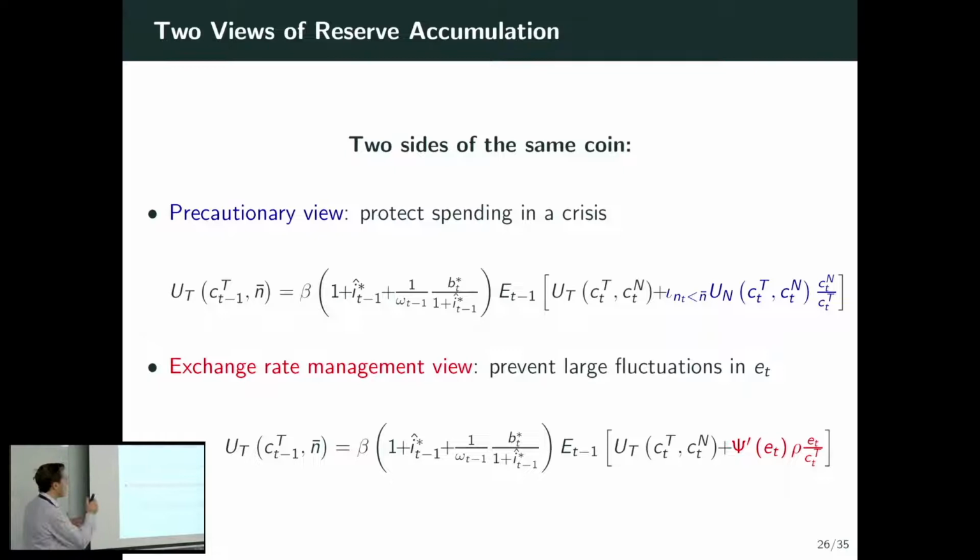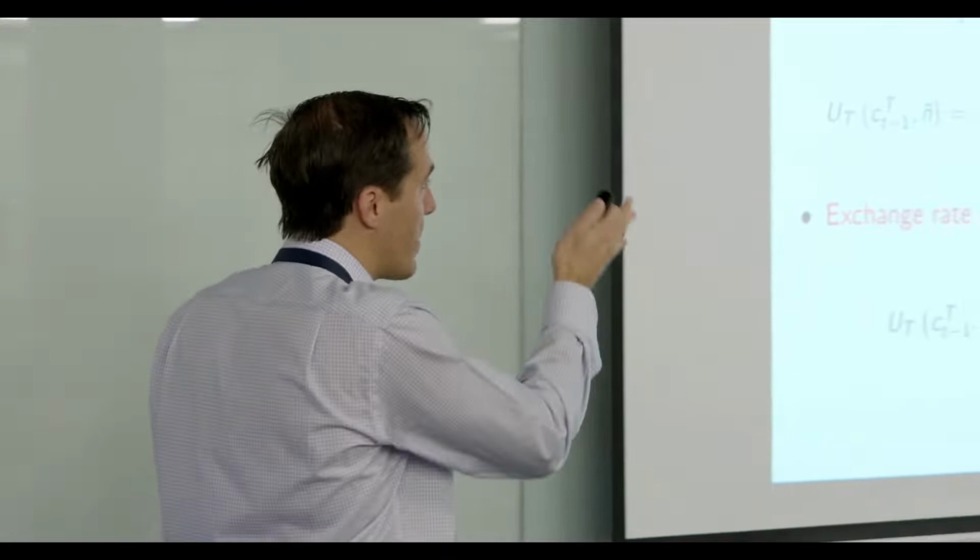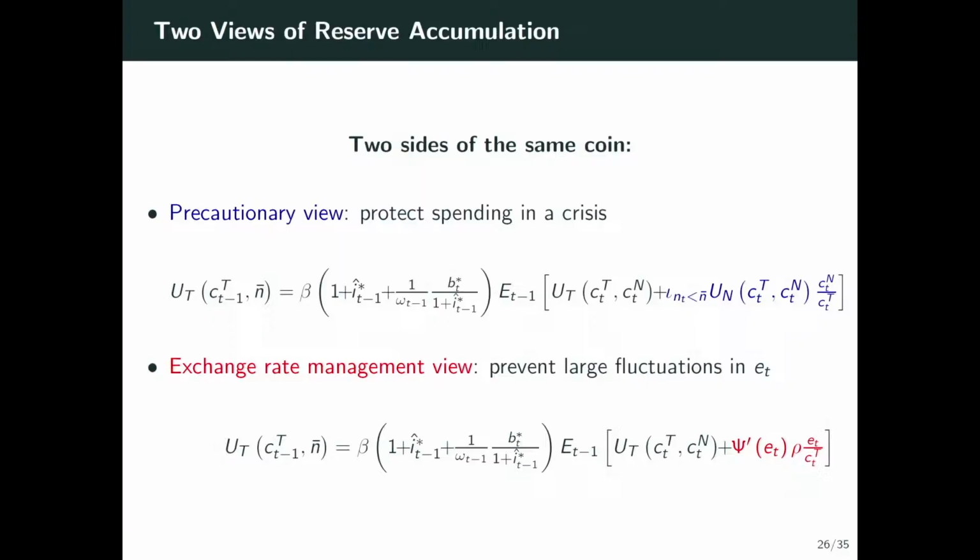So really, these two views are two sides of the same coin. If you decide to save more for the country as a whole, then that's going to give you more resources. You can spend those in a recession. That has this positive demand effect. And at the same time, if you have more reserves, or less debt, that's going to reduce the need to depreciate the currency, and it's going to help reduce those exchange rate costs. So those are effectively the same because the planner is going to be optimizing and equating those two terms.